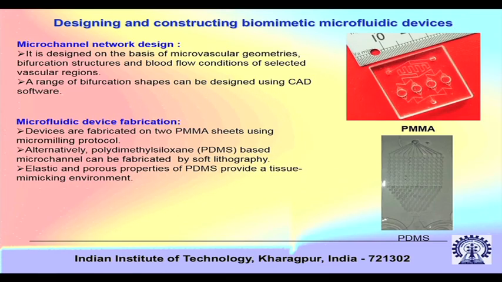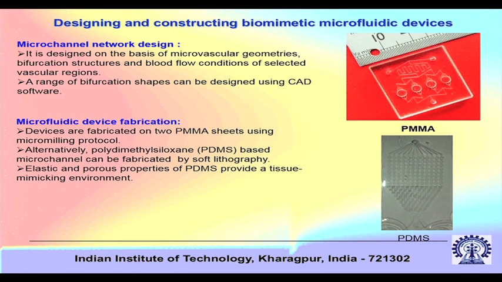So now, how do you make microfluidic channels which mimic these complex structures? You can make a microchannel network design on the basis of microvascular geometries and bifurcation structures and blood flow conditions of selected vascular regions. A range of bifurcation shapes can be designed using CAD software, and then devices are fabricated on 2 PMMA sheets using a micromilling protocol. Alternatively, PDMS based microchannels can be fabricated by soft lithography.